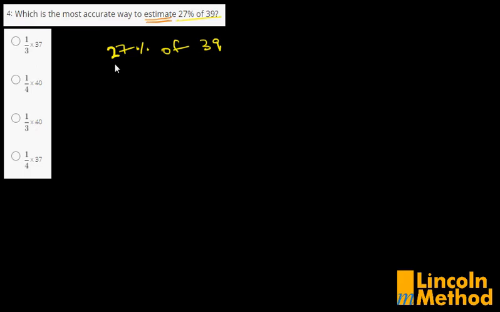So let's break down this bit of information and see what it really means. So 27% of 39. What they're really saying is 27% or 27 over 100 multiplied by 39. Let me write it this way as well. So 27 over 100 multiplied by 39.